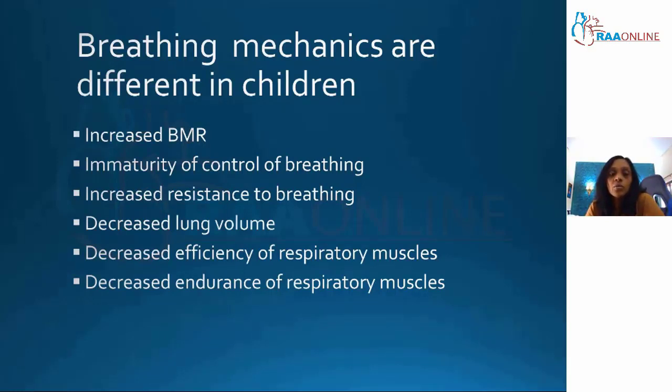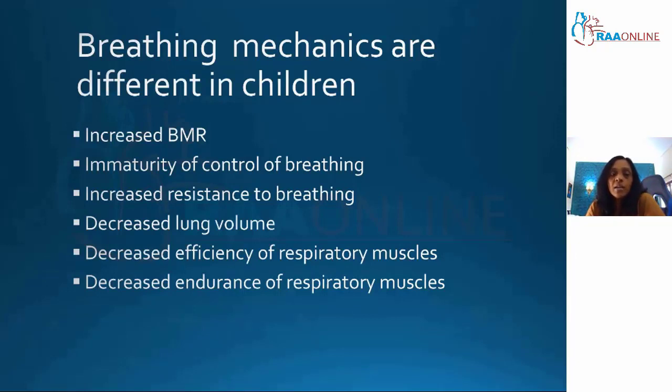In small children, like I told you, the resistance to breathing is higher because of the narrower airways, the larger and the smaller airways. Control of breathing, the central control which comes from the brainstem, is also immature in young kids, especially infants. So the breathing mechanics go a little haywire when they have been tachypneic for a while. The lung volume is obviously lower when compared to adults. The efficiency and the endurance of the respiratory muscles, here I'm talking about the diaphragm, the intercostal muscles, the subcostal muscles, the sternocleidomastoid, these muscles, which all aid as accessory muscles, their efficiency and endurance is also less.